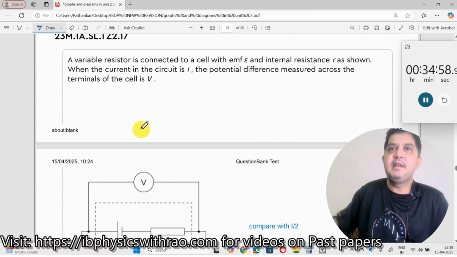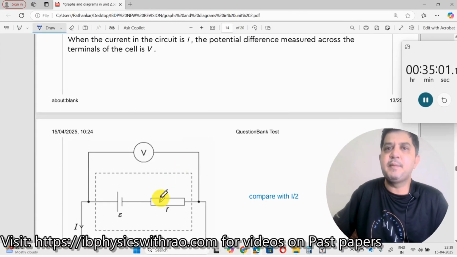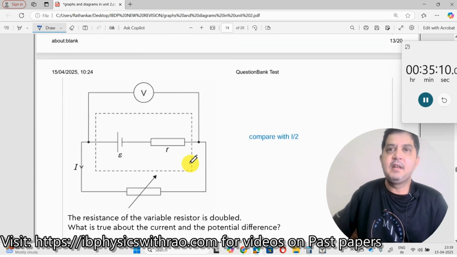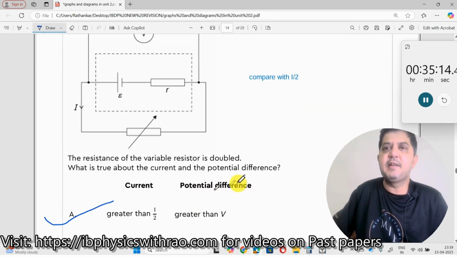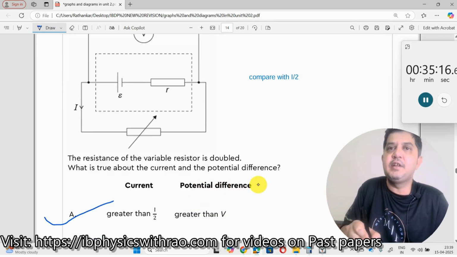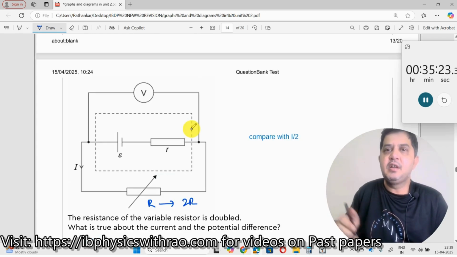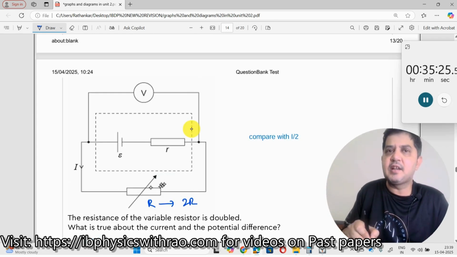A variable resistor is connected to a cell with an EMF E and internal resistance R, as shown. When the current in the circuit is I, the PD measured across the terminals of the cell is V. The resistance of the variable resistor is doubled, so you are aiming to increase this from R to 2R. What is true about the current and PD? When R is doubled, what will happen to the current? Current will definitely reduce. I will reduce.